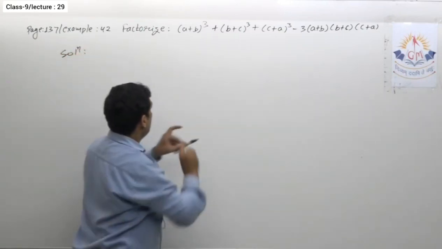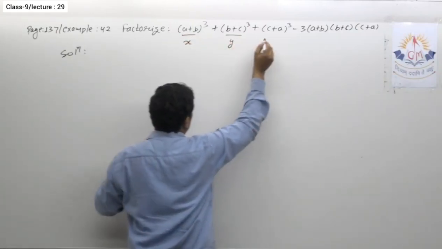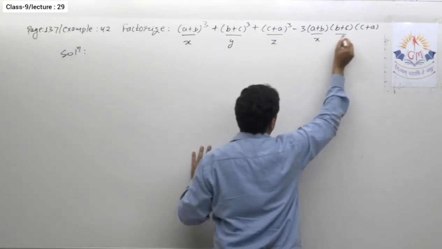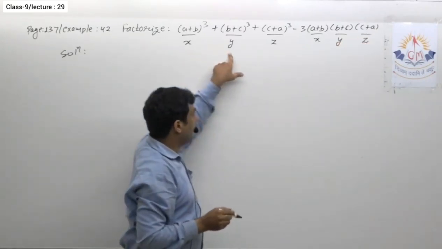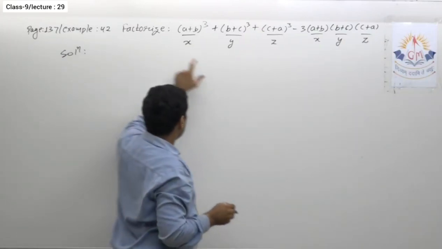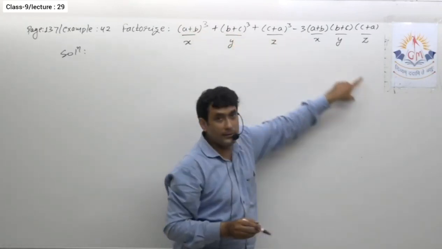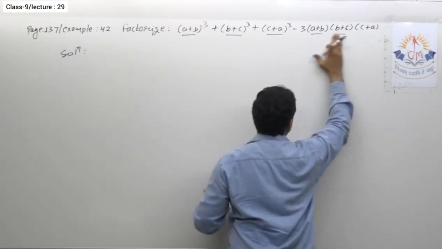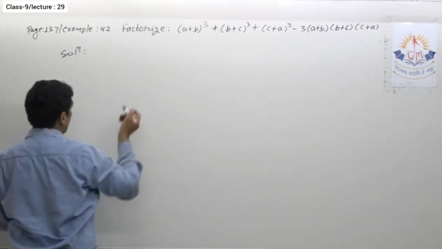For a while, if I consider this a plus b as x, this b plus c as y, and this c plus a as z, then this will become x, this will become y, and this will become z, isn't it? A plus b is x, b plus c is y, c plus a is z. Similarly over here, this expression can be written as x cube plus y cube plus z cube minus 3xyz, right? And their factors we already have. Okay, so let us see how to write the solution of this question if you get it in a 2 or 3 marks question.